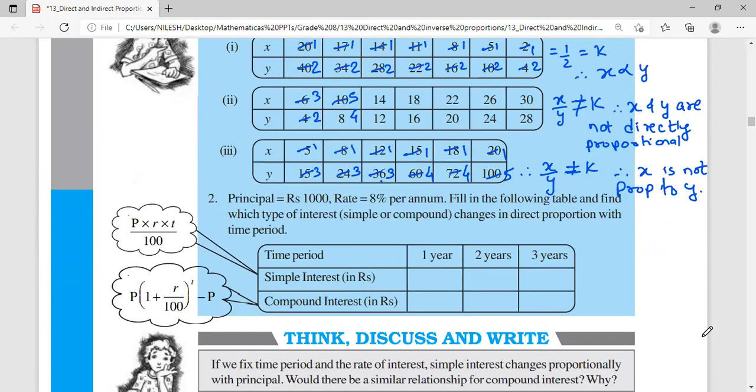Now, question number 2. This we won't solve as of now because this is about principal, interest and compound interest. As of now, we will not take that chapter. Once we cover that chapter, we'll come back to this sum. In school, I don't think the teacher will be taking that, but I'll be taking it over here.